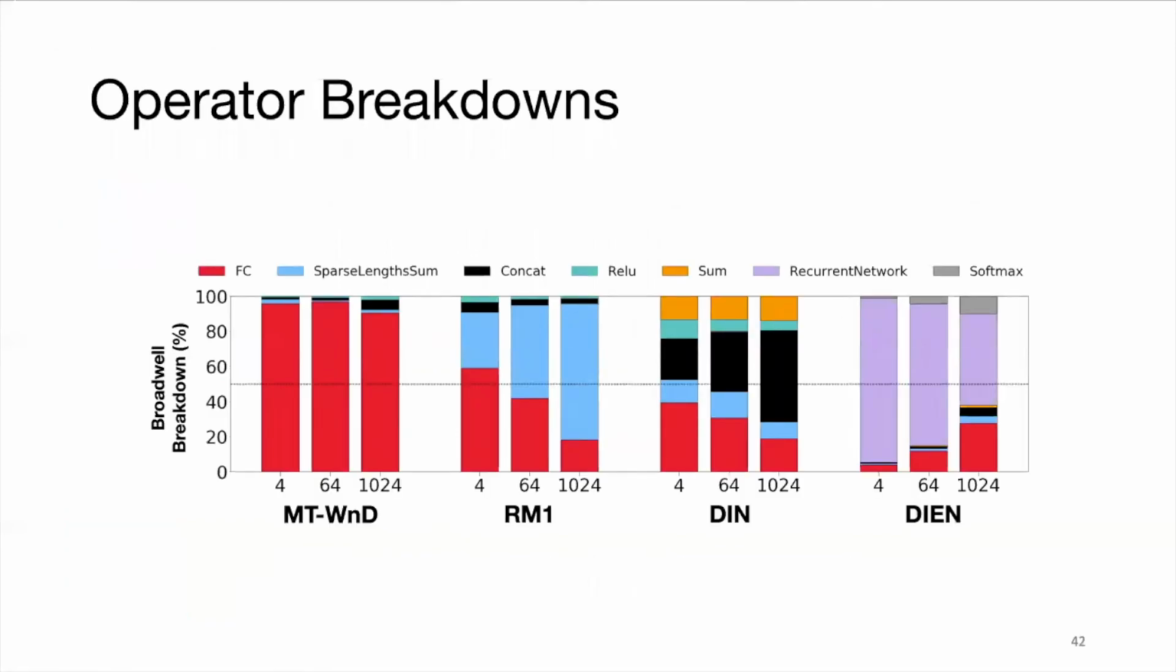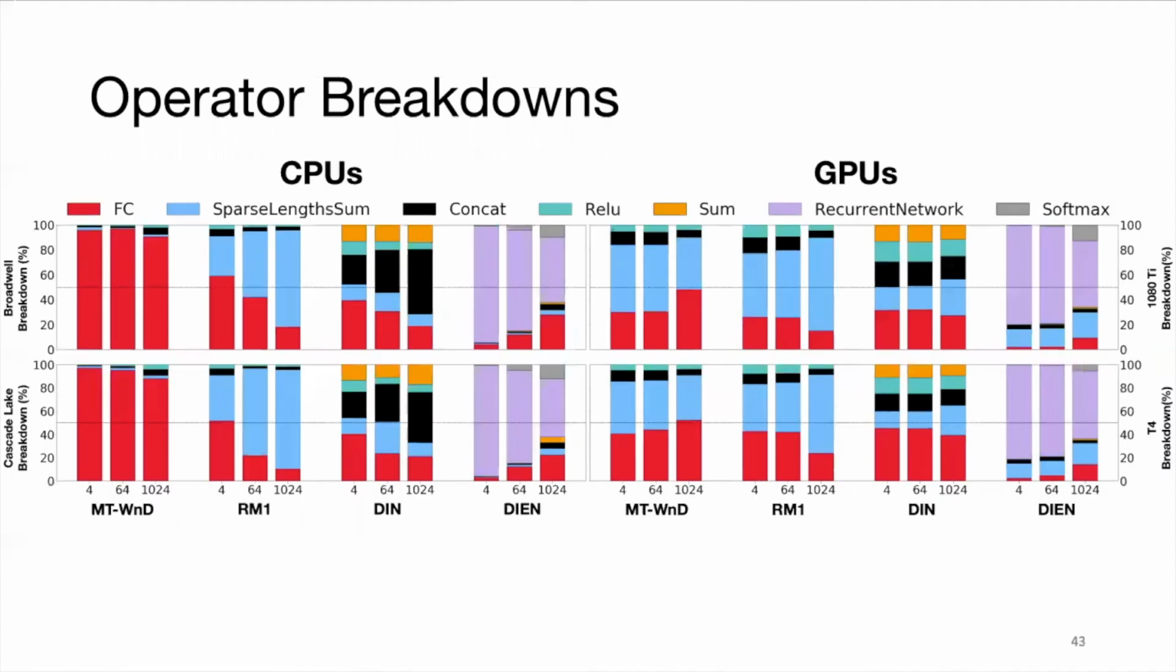There are 2 main observations, but let's go over the general structure of these figures. For each model architecture, like multitask wide and deep, we can break down the software execution time by operator usage. For example, in multitask wide and deep, we spend most of our time on fully connected layers, while on RM1, we spend most of our time on embedding operations at larger batch sizes. Now, we blow up these results for all four hardware platforms.